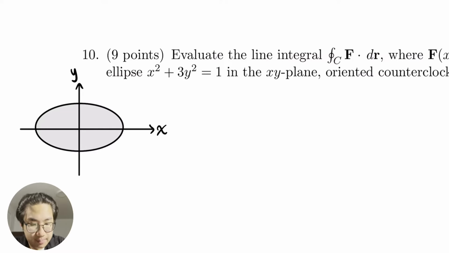So x and y. In this case, we can check. Along the x-axis, we have y equal to 0. When y is equal to 0, x is equal to plus or minus 1. So that's how we know we have 1 and -1 here. When x is equal to 0, we have our y-axis, and y is equal to plus or minus 1 over root 3. So we're just going to pretend that this is 1 over root 3, and this is -1 over root 3. So again, this is our curve C.